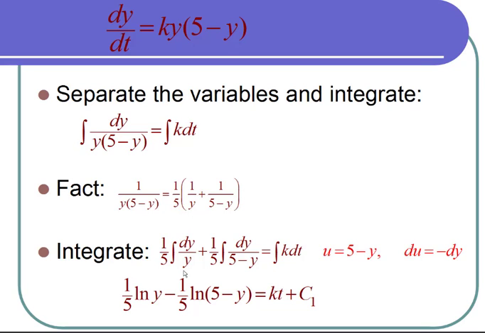So we integrate all three of these. The integral of dy over y is a natural log of y. Notice y is positive, so we can drop the absolute values. The integral of 1 over 5 minus y, little substitution gives 5 minus y for u. du is negative dy, and that's why I get a negative sign for the natural log, because we're going to have a 1 over u du with a negative. And the integral of k is kt plus a constant I'll call c1.